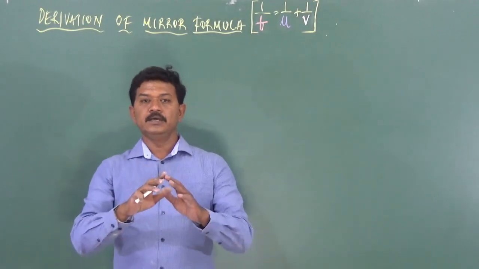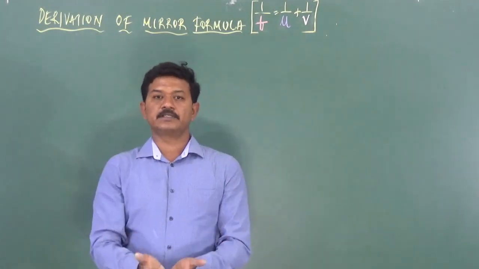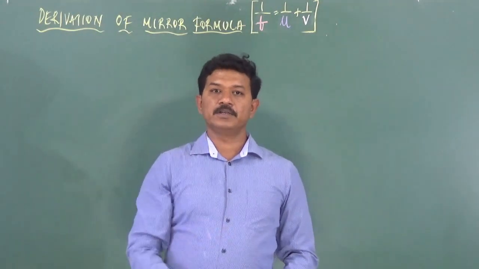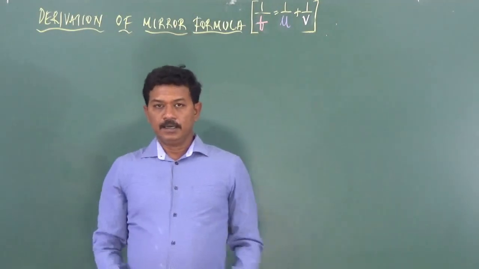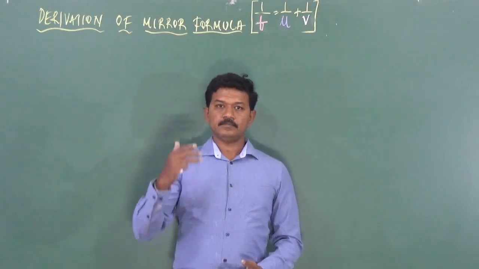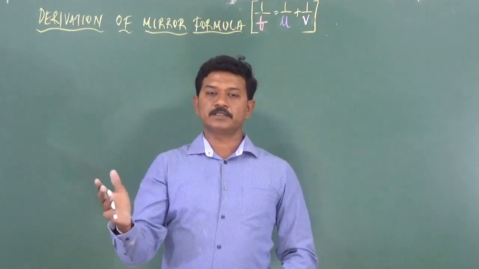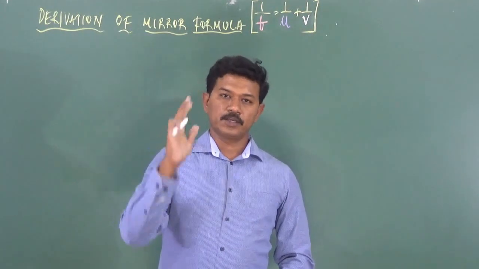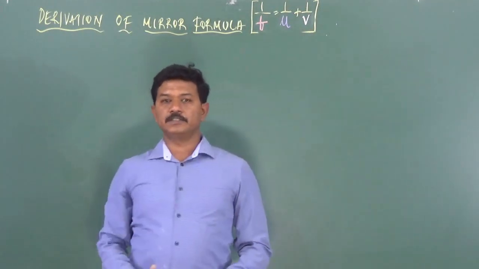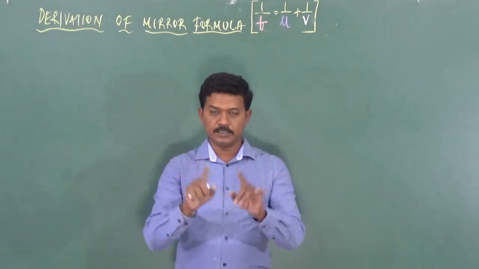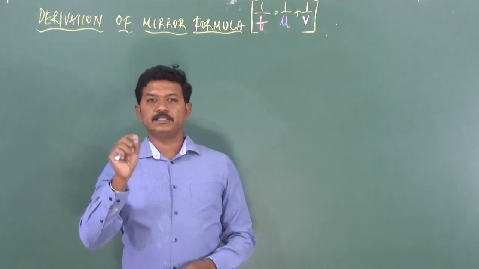So the relation between these three elements is called the mirror formula. The mirror formula is a universal formula. This formula gets applied for both types of mirrors, that is concave mirrors as well as convex mirrors. One point to be noted here is the aperture of these mirrors.